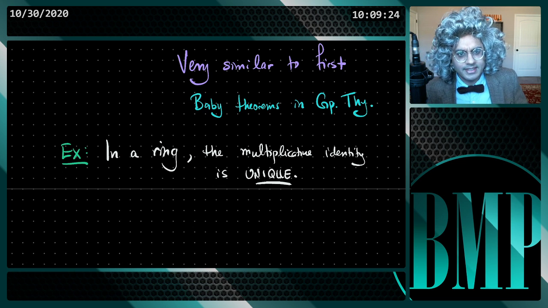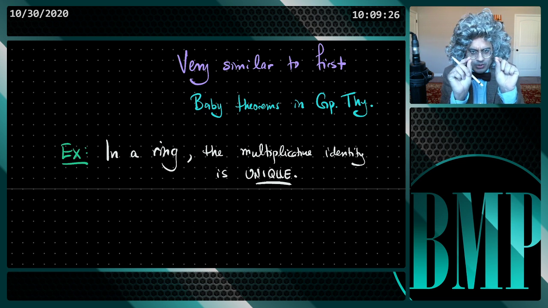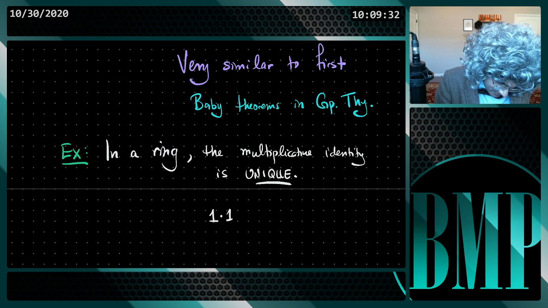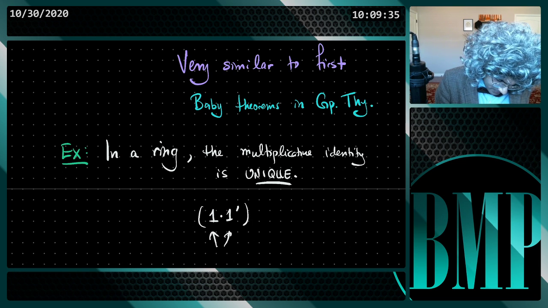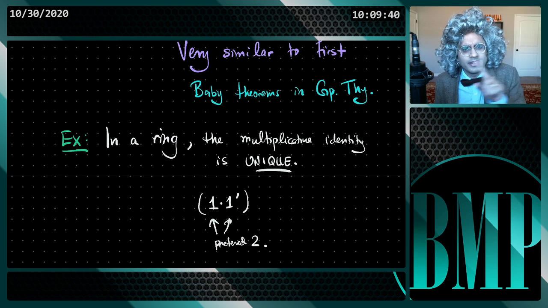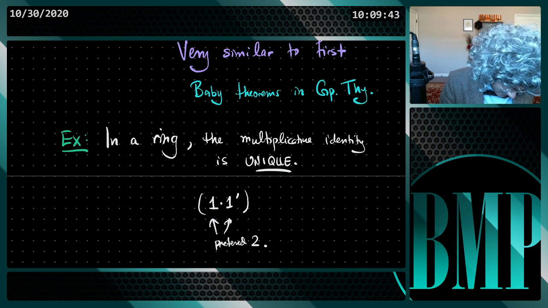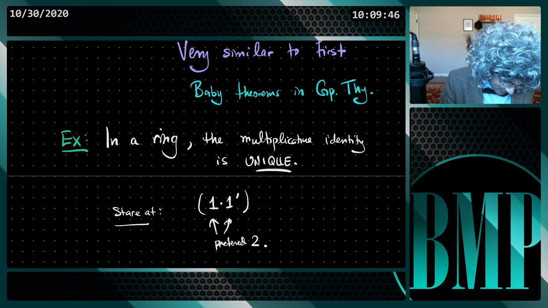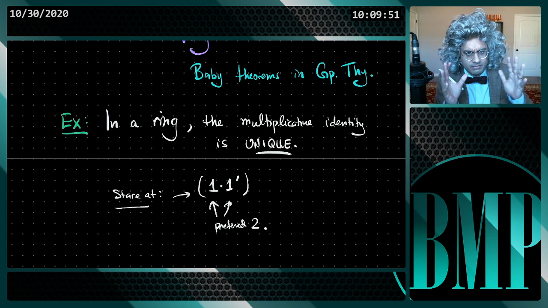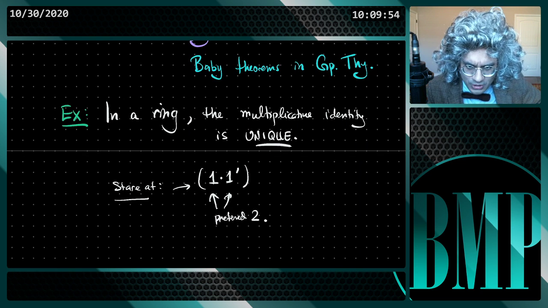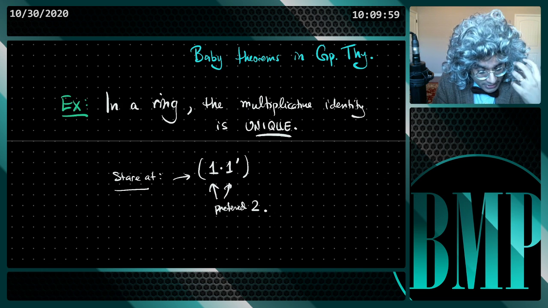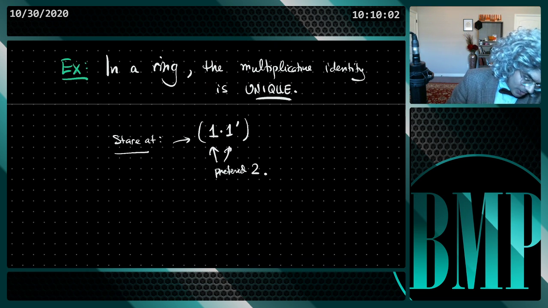Okay, and the way you do that is you multiply two of them together. Pretend there are two. And then you just stare at this. Okay, and you get 1 equals 1 prime. Great. So that sort of thing happens. You get multiplicative identity is unique. The zero element is unique. All right. You get other things.